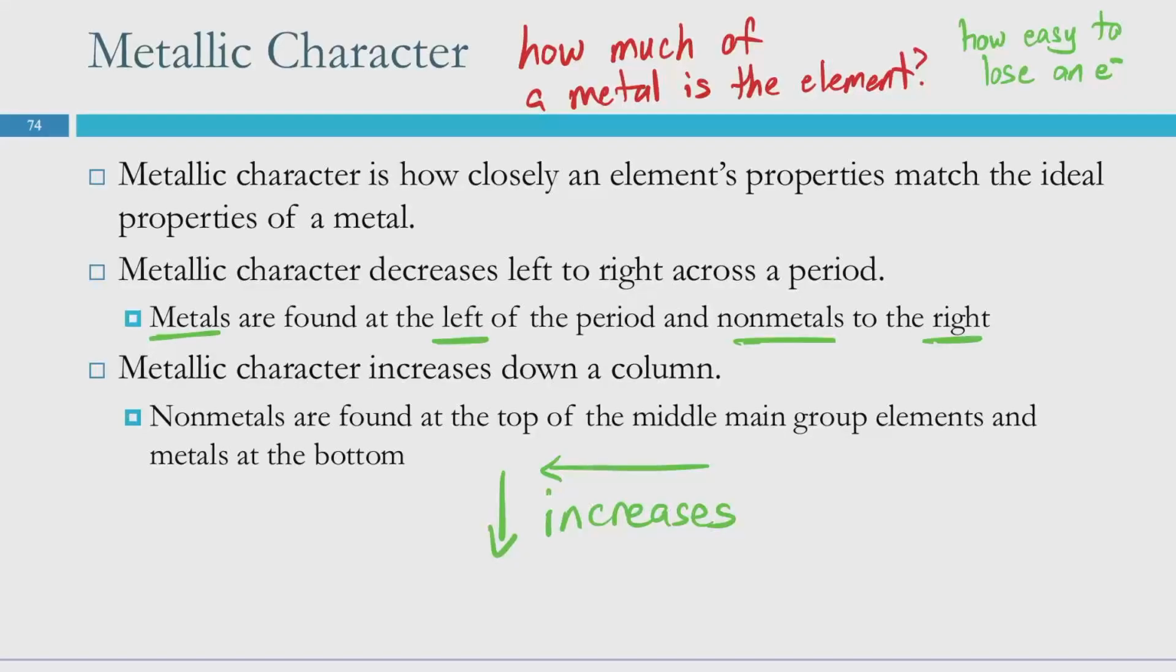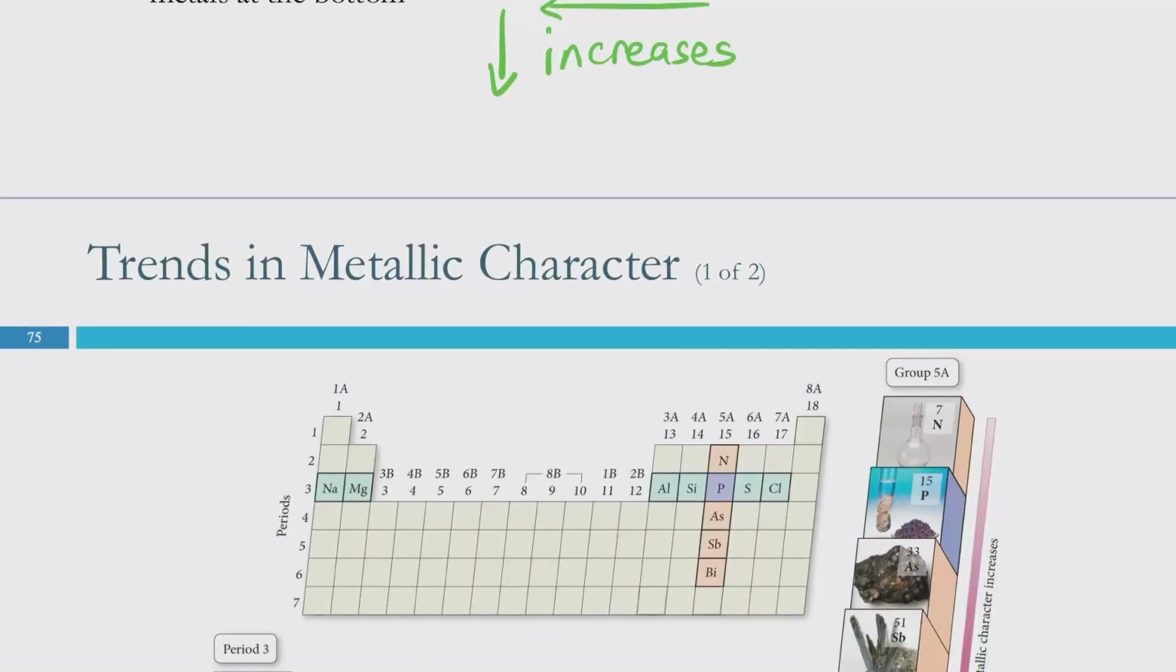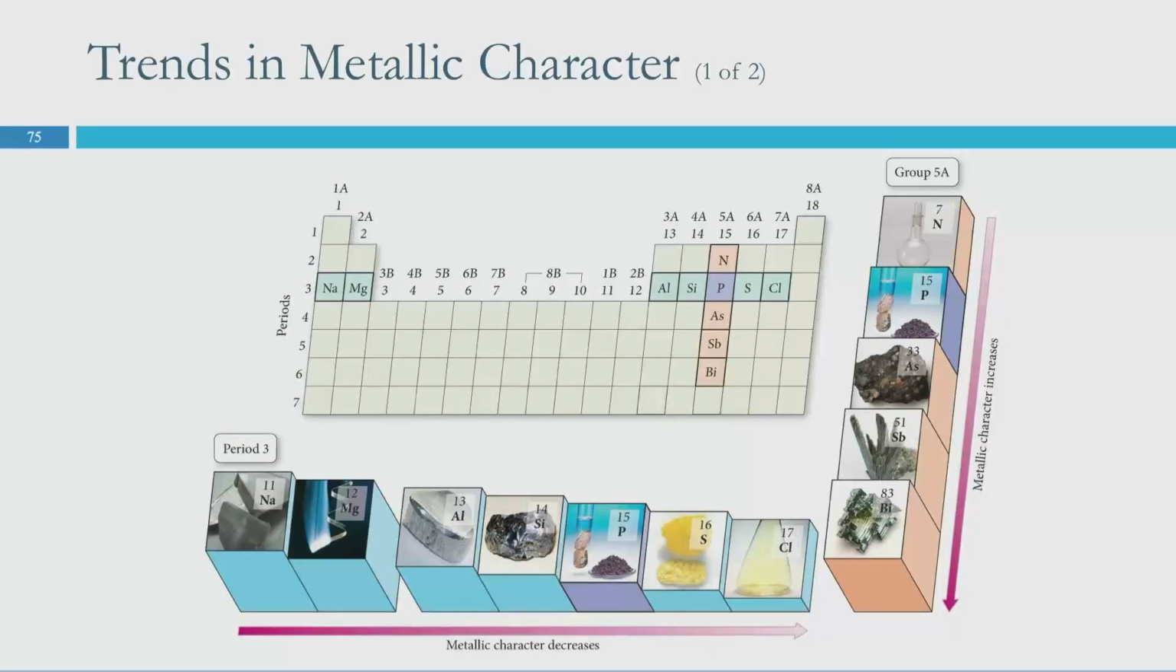So this kind of just generally increases moving away from helium towards cesium. Here's some trends in metallic character. Things like sodium, very soft metal. Chlorine is a gas. Sulfur is a solid. But we become more non-metallic as we move to the right. So metals on the left, nonmetals on the right.